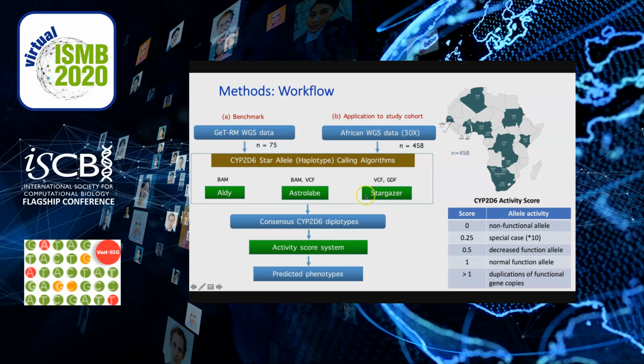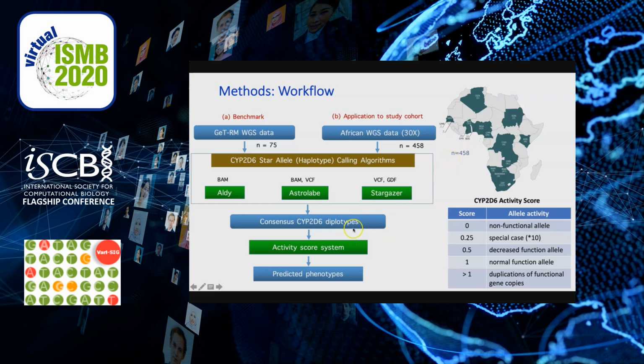And afterwards, we used that consensus genotyping approach and applied it to 458 African whole genome sequence samples. And these were mainly from Southern Africa and Western Africa. And they were originally from the H3Africa Consortium. And also we had some samples from the Simons Genome Diversity Project.